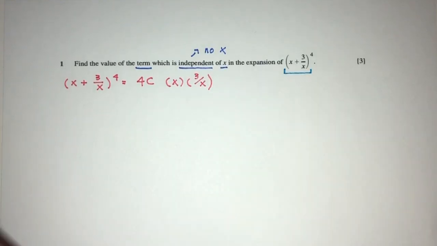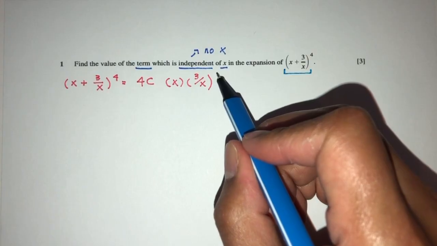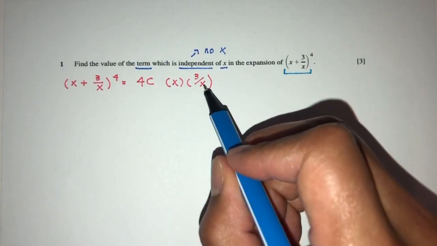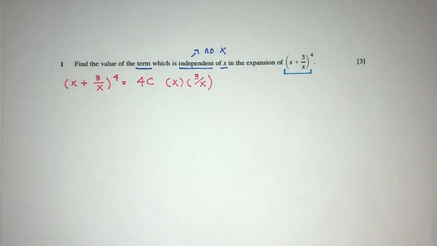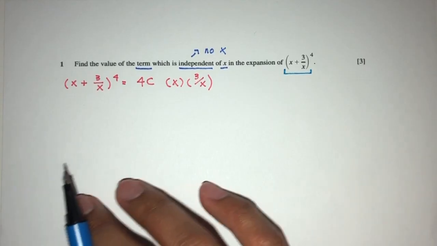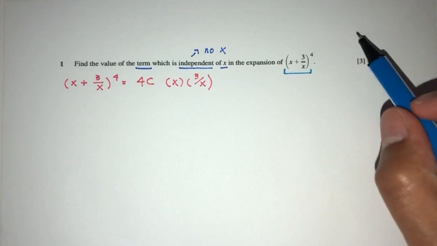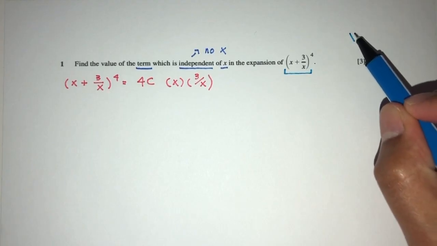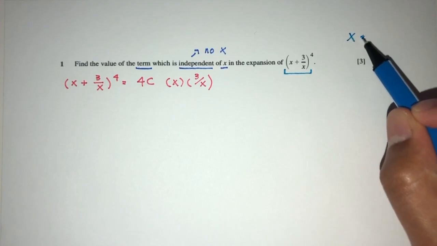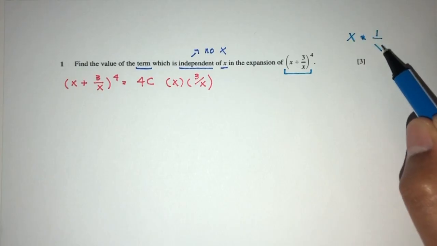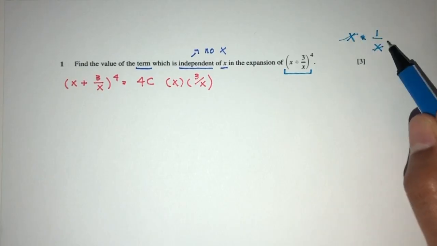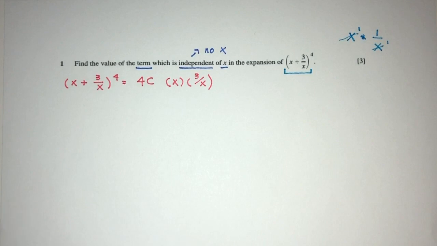Now we want to choose the power here such that the x will cancel out. So let's think, how can this happen? So we understand that for them to cancel out they have to be equal, right? Because if you think, for example, when we take x times 1 over x, they will cancel out because they have the same power. So the same logic applies here.